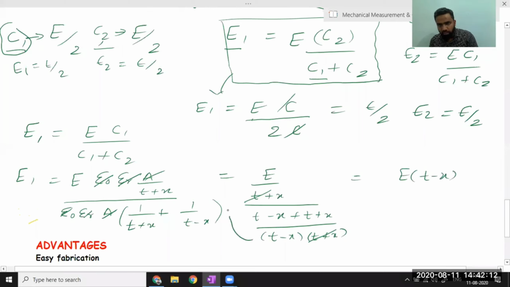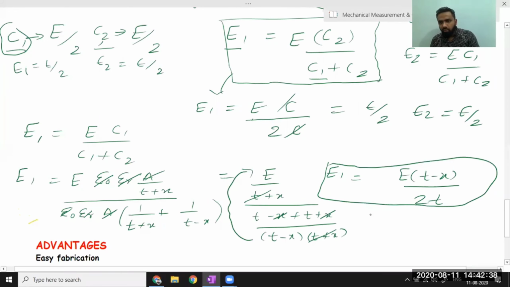This will go to the numerator, right? So this will be E into T minus X upon 2T, as this and this term will get cancelled. So what you have got from this is some kind of a voltage E1, which is equal to E by 2 into T minus X upon T. Similarly, if you try to find E2, I'll just write it directly: E times T plus X upon 2T. This is the value that you're getting.